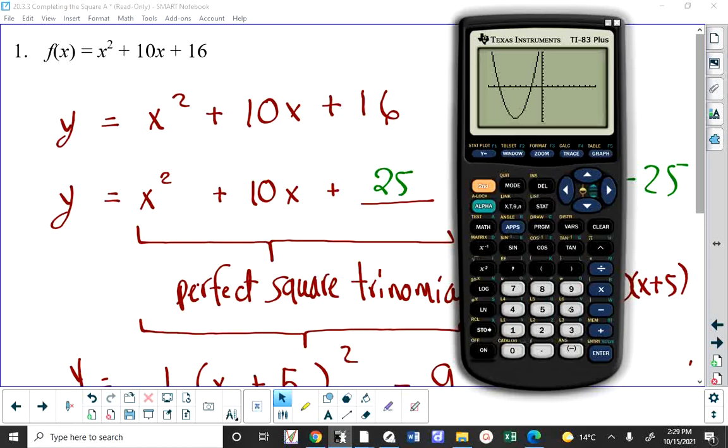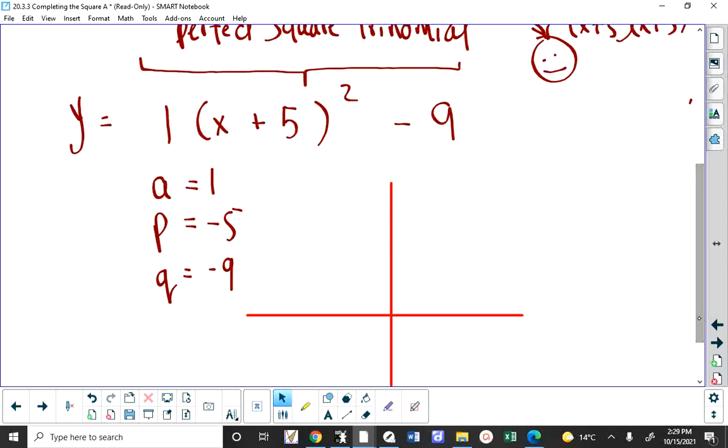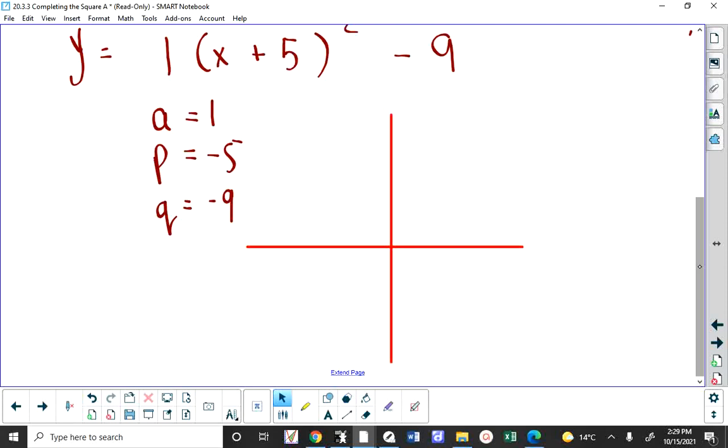Anybody want to take a stab at what the coordinates of that vertex are? Well, negative 5 comma negative 9. But we determined that by completing the square, not by looking at the graphing calculator. So I'm going to take a gamble here as a teacher and say, let's not worry about writing everything down. I would say at this point in time, you should know, we'll do a quick sketch, that the vertex is at negative 5, negative 9. And the parabola opens up.